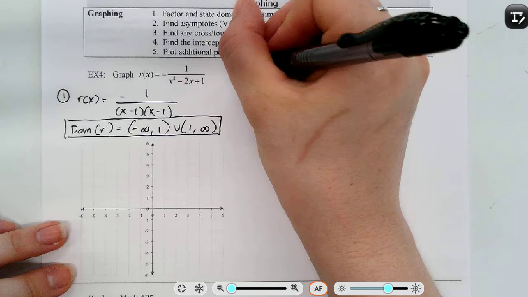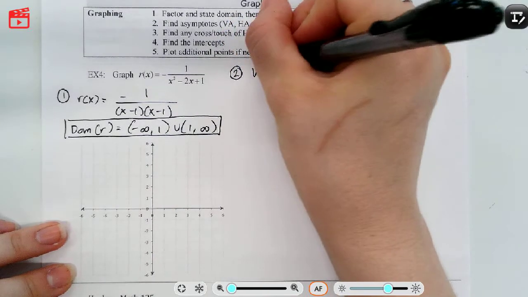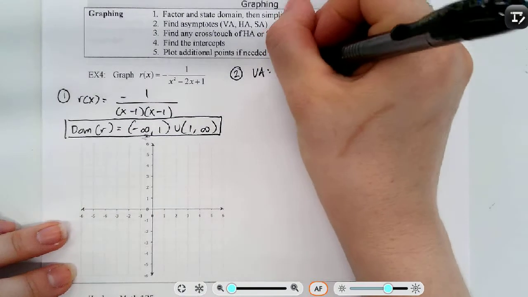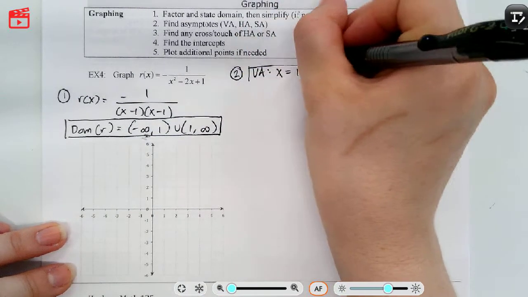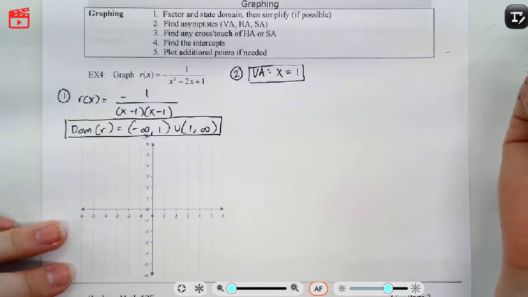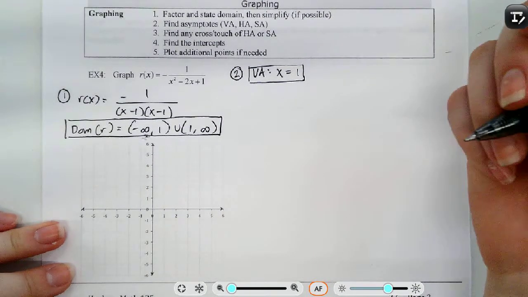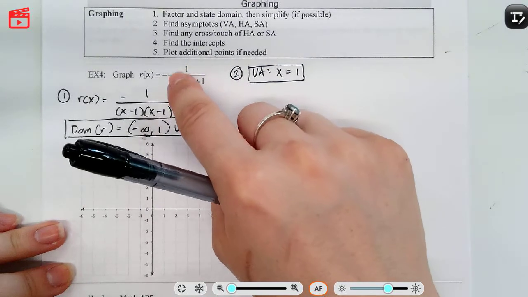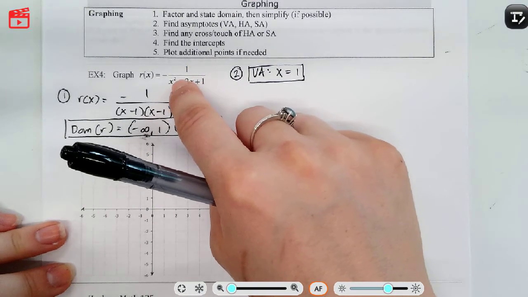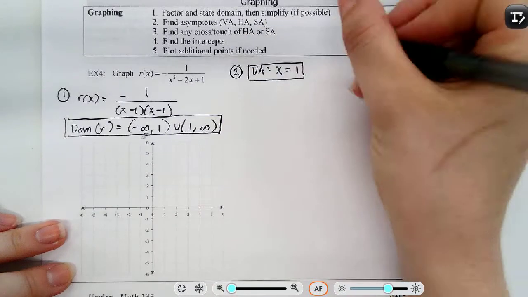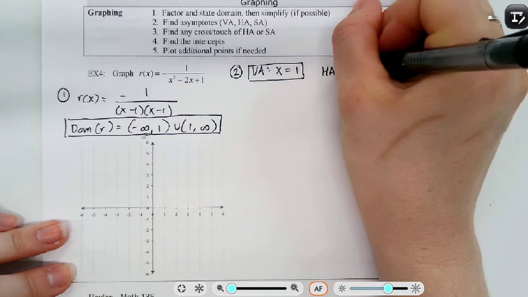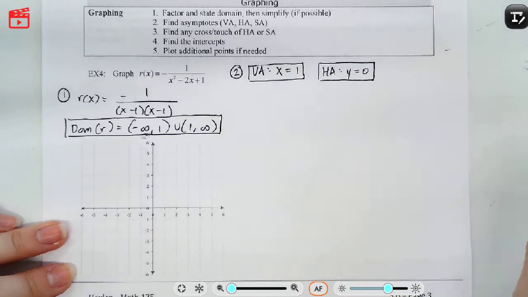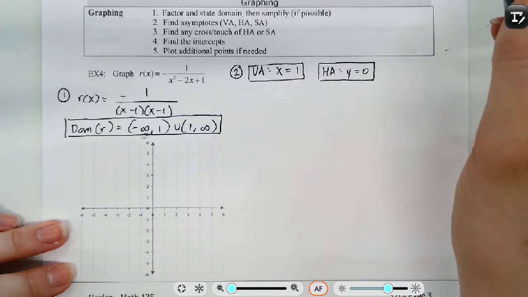Second step, let's see if we have any asymptotes. So for vertical asymptotes, well, we know x cannot equal 1. That came from our denominator. So we have the vertical asymptote, x equals 1. How about any horizontal asymptotes? Well, let's compare the top and the bottom. The top is smaller than the bottom in terms of degree. So that means we have a horizontal asymptote of y equals 0 because our top degree was smaller than our bottom degree. Not too bad.